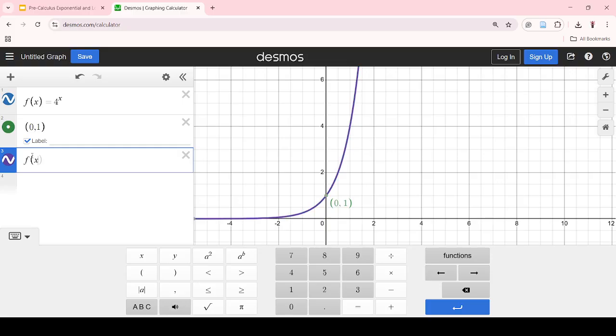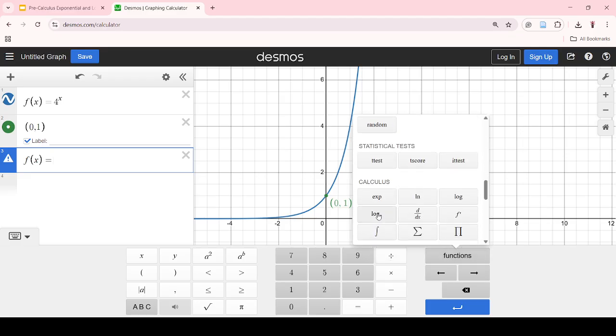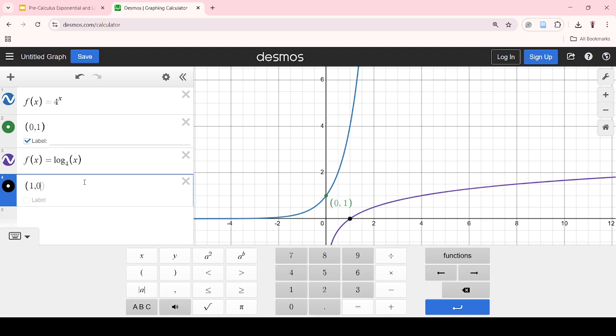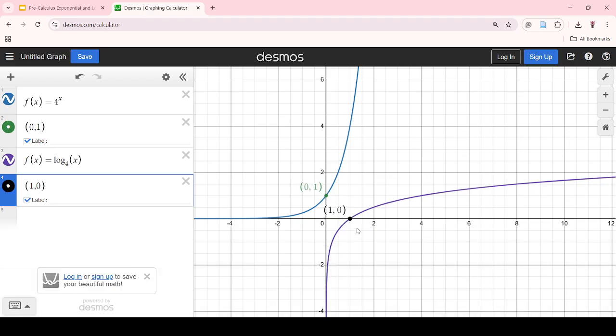And now we are going to do f of x is equal to log base 4 of x. And this one will always intersect at 1, 0. As you see, the one that intersects on the y-axis at 0, 1 is an exponential function, and the one that intersects on the x-axis at 1, 0 is a logarithmic function.